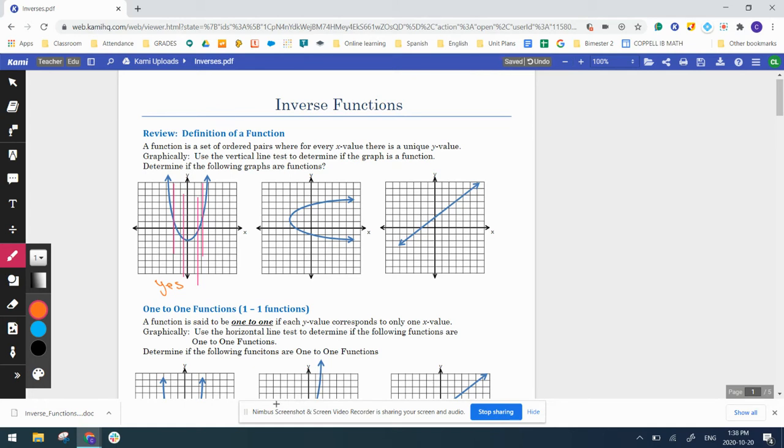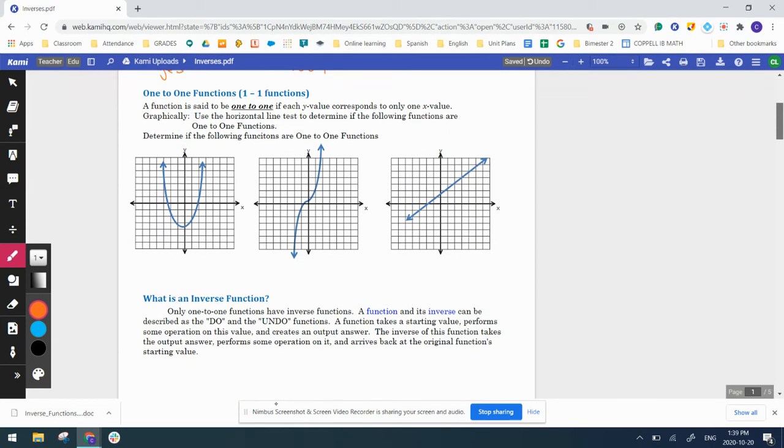However, when I go to this graph, when my parabola ends up on its side, if I start drawing my vertical lines again, you can see even just after drawing one, I have 1, 2 crosses. As soon as I have 2 crosses, that means for this x, there's 2 answers, and we don't want 2 answers. So this is not a function. I will let you determine that last one.